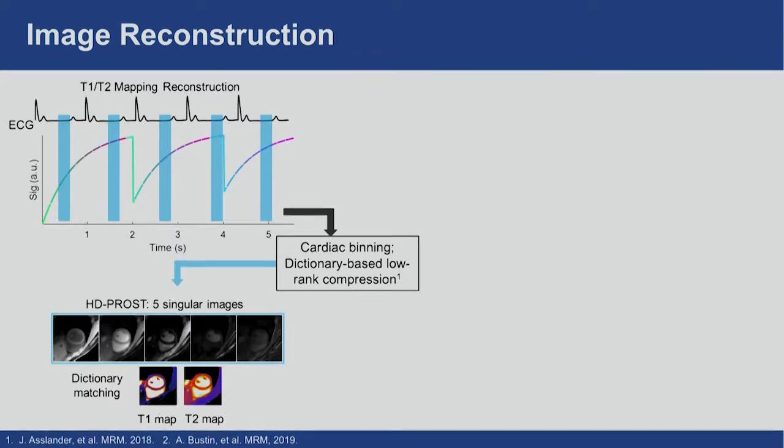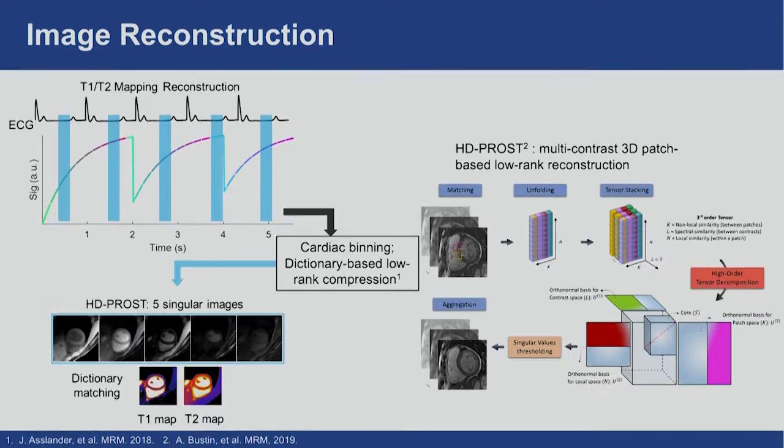To exploit the contrast redundancy, dictionary-based low-rank compression was performed along the contrast dimension to get 5 singular images to be reconstructed. And HD-PROST was used to reduce the undersampling artifacts. HD-PROST is a multi-contrast 3D patch-based low-rank reconstruction method. It selects similar 3D image patches for all the contrasts, and after tensor stacking and high-order singular value thresholding, we can get the denoised images.